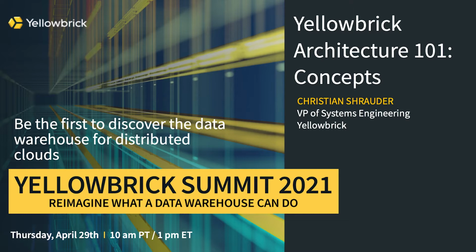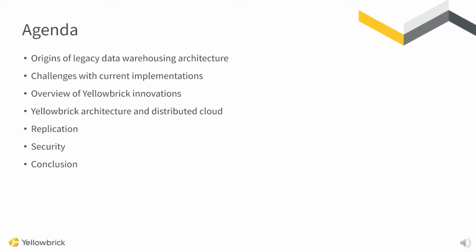Today, I'm going to talk about the origins of legacy data warehousing architectures and the challenges that come along with those. I'll talk a little bit about Yellowbrick innovations, the Yellowbrick architecture and how that applies to distributed cloud. We'll get into our replication capability. We'll also talk about how we approach security, and we'll get into a conclusion.